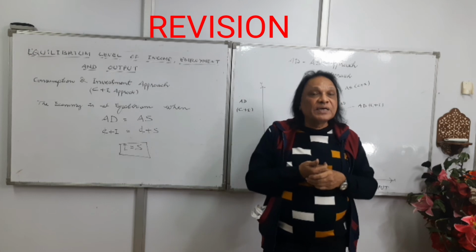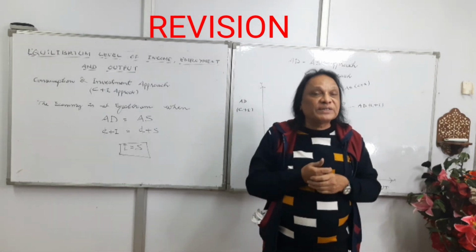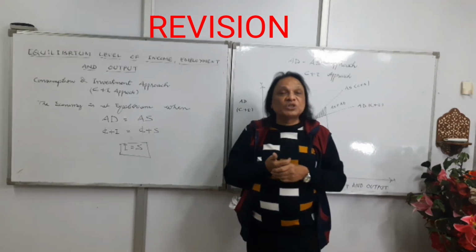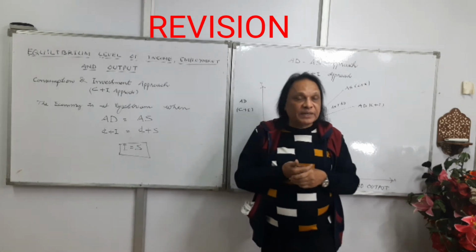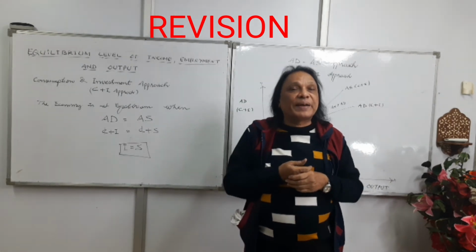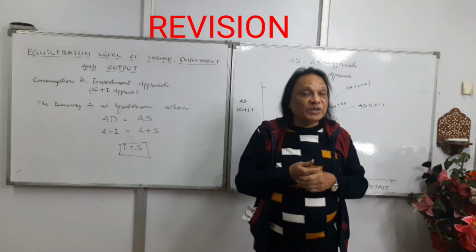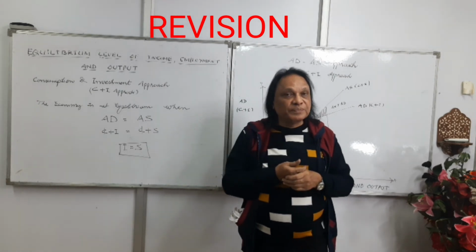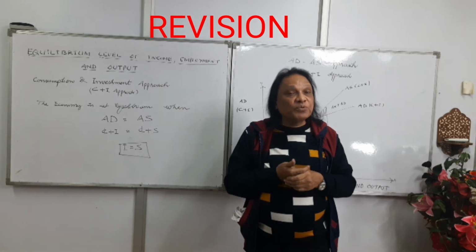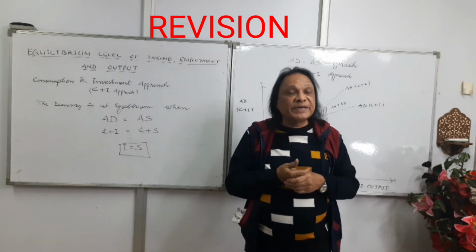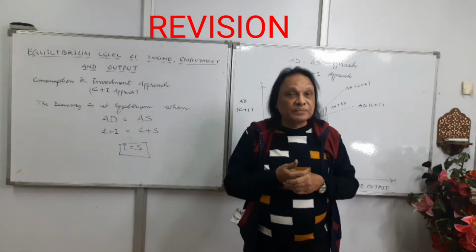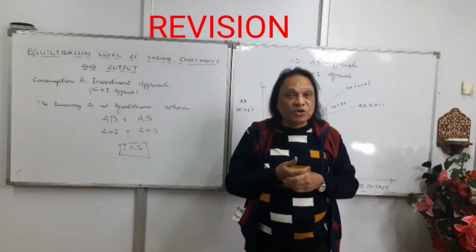AD is equal to AS, C plus I is equal to C plus S. So at the equilibrium, C plus I is equal to C plus S. So automatically the planned savings are equivalent to planned investment. Ex ante savings are equivalent to ex ante investment. So at the equilibrium level of income, employment and output, AD is equal to AS. You cannot have any other equilibrium point.